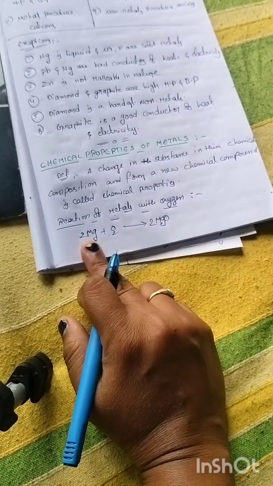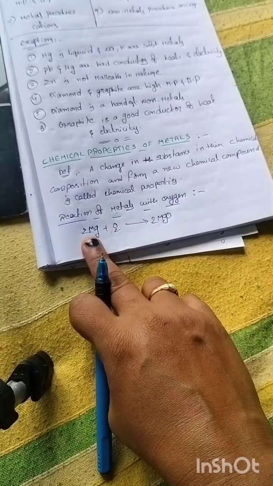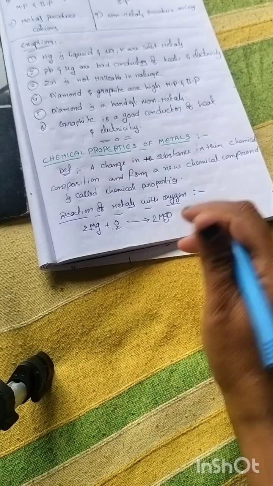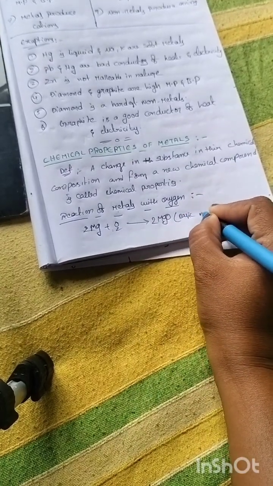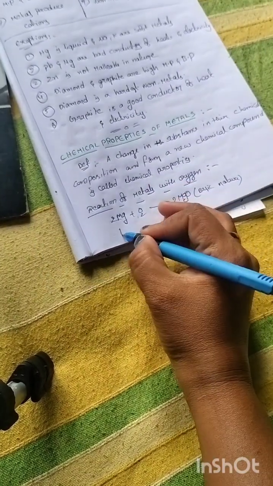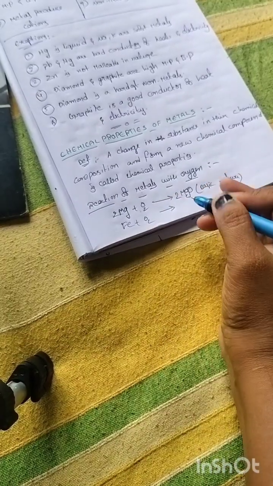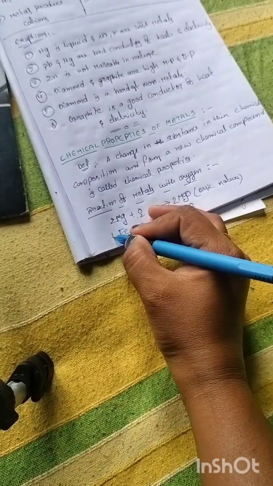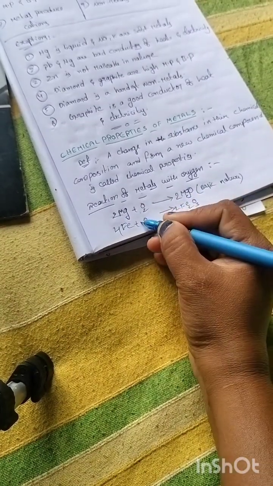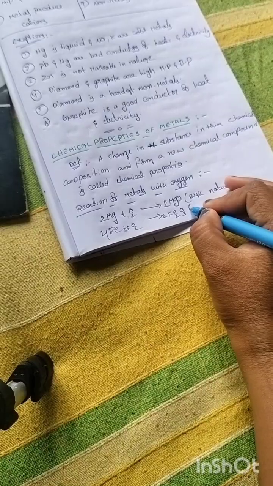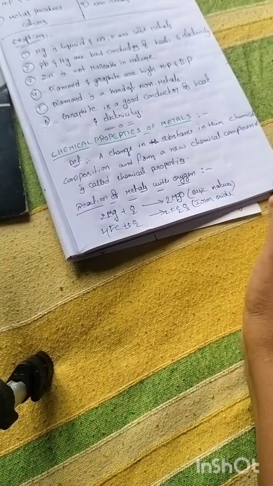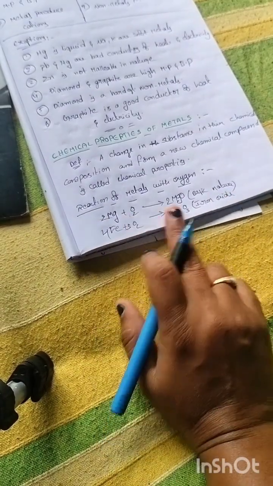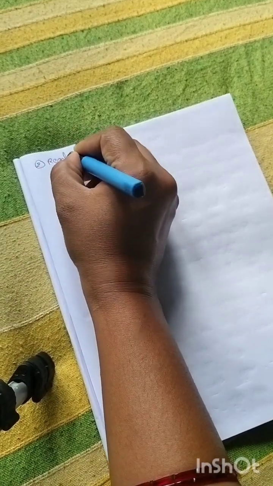You have to balance each and every equation. Magnesium reacts with oxygen to form magnesium oxide. This is a simple example of the reaction of metals with oxygen. When metals react with oxygen to form metal oxides, these are basic in nature. Another important point is that all metal oxides are basic in nature. Remember this point. Another example is iron reacts with oxygen and gives iron oxide, which is basic in nature.